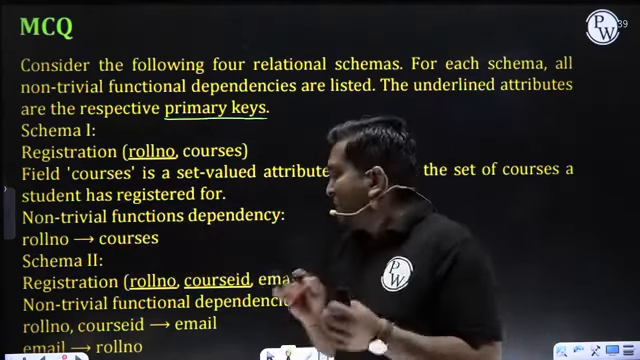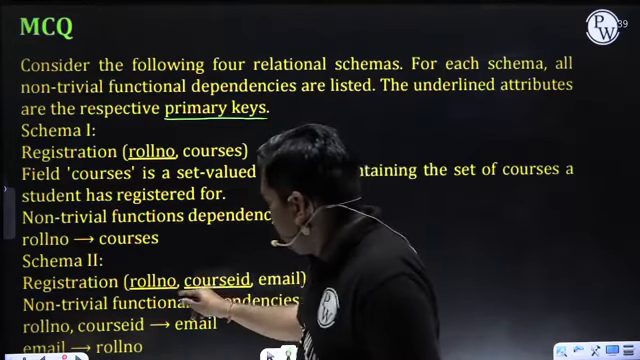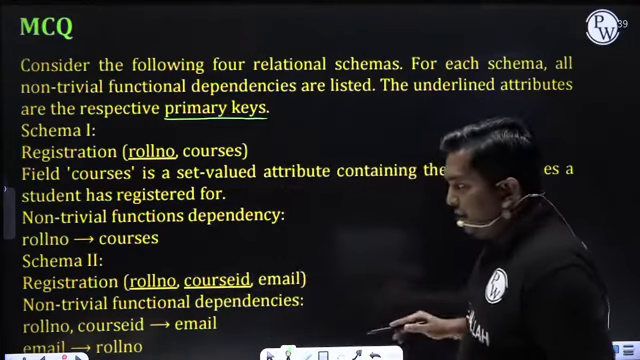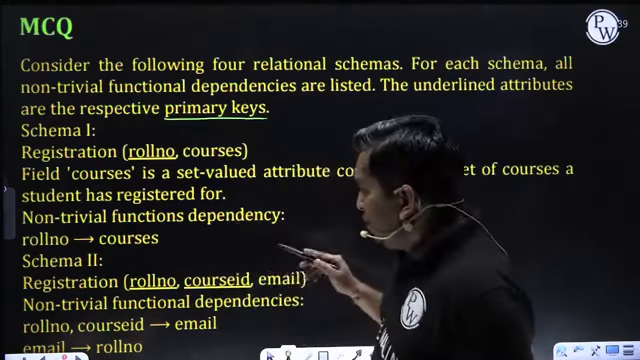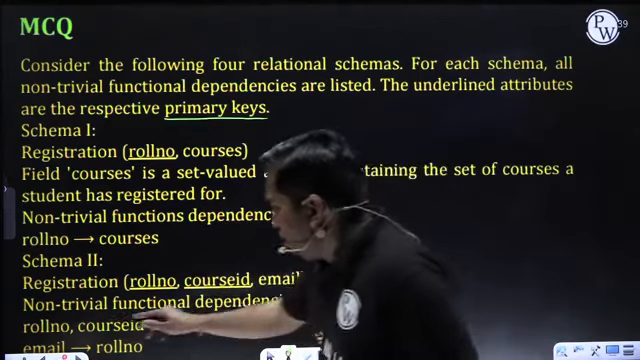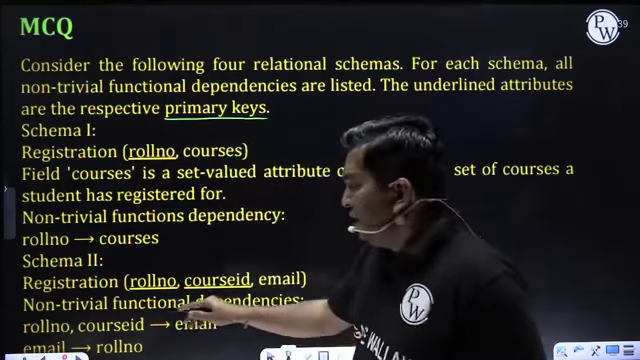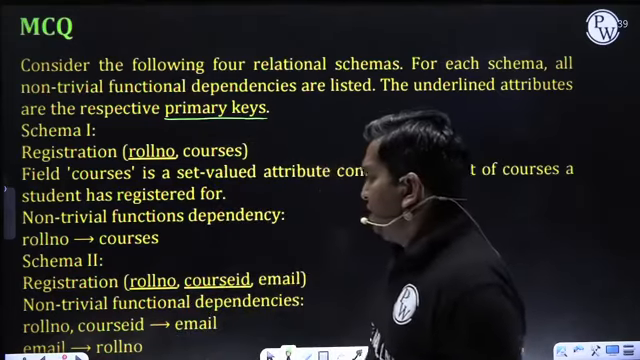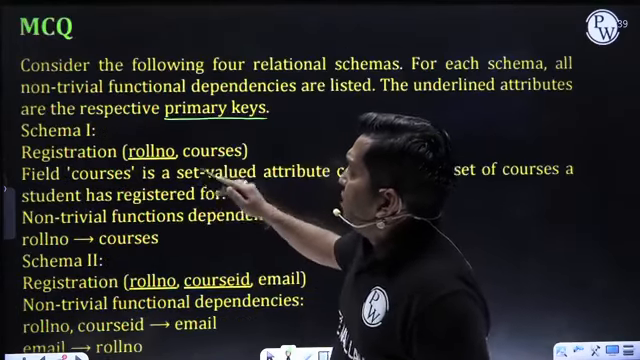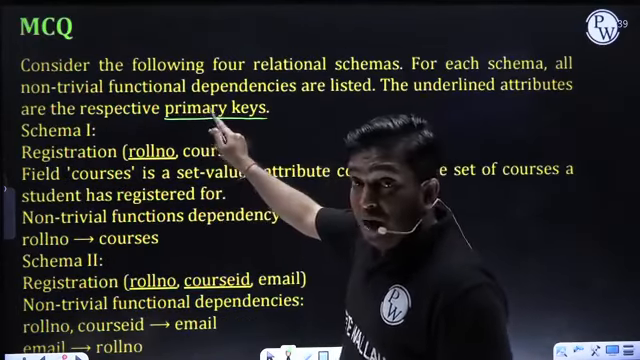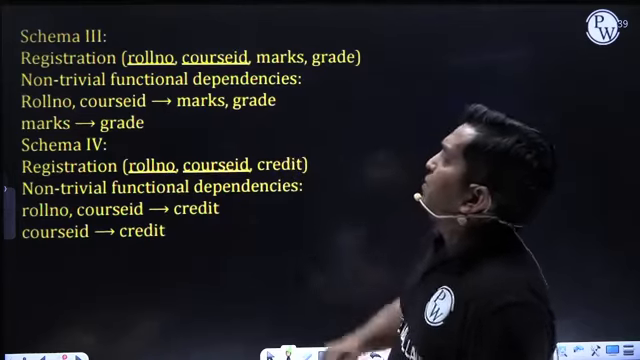For schema second, what is mentioned? Roll number, course ID, email. So what is the key for this? Roll number and course ID. And what are the non-trivial FDs given? Roll number, course ID to email, and email to roll number. Here you can see the primary key is mentioned.